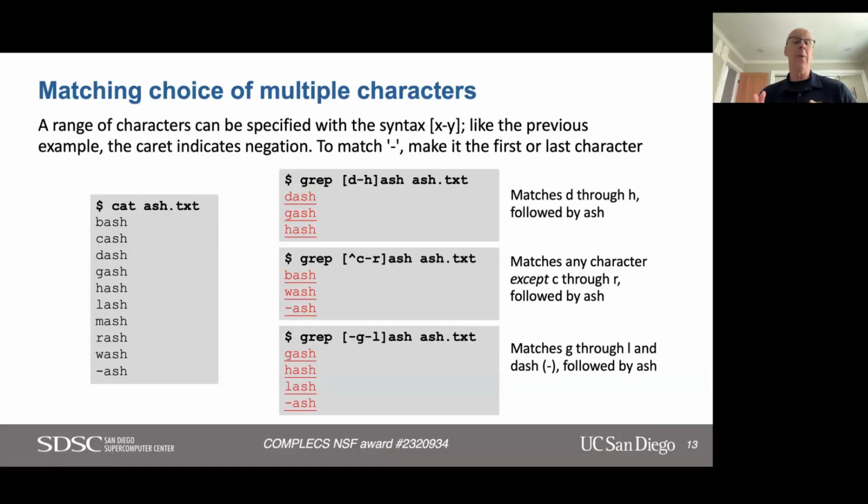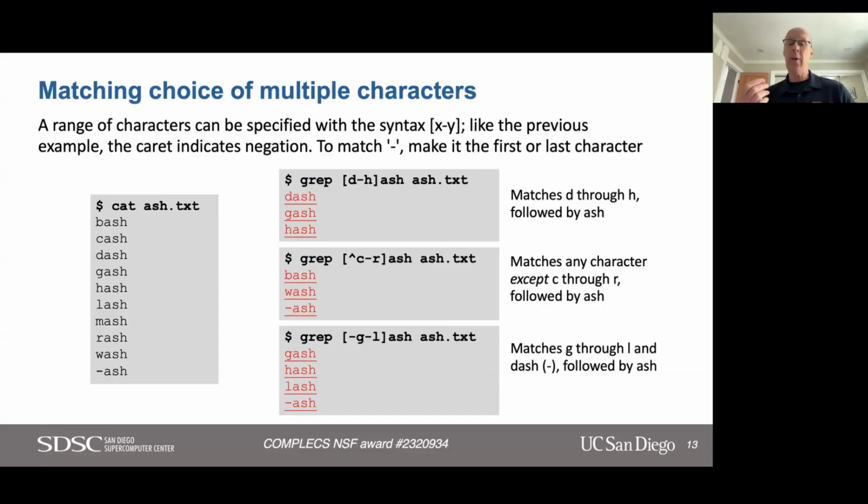Now, an easier way to specify a range of characters is by using the syntax x-y. This is going to match all of the characters from the first one through the last one, again using the usual alphabetical ordering. Let's say we wanted to match a D through an H followed by ash. Now in our square brackets we'd have D-H. We could also do an inverted match. Let's say we want to match any character except a C through an R followed by ash. Here we pick up bash, wash, and -ash.